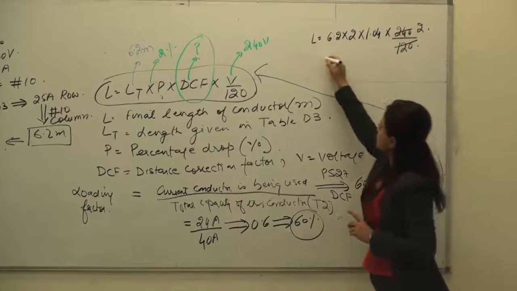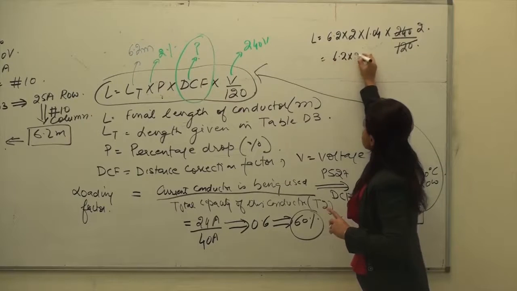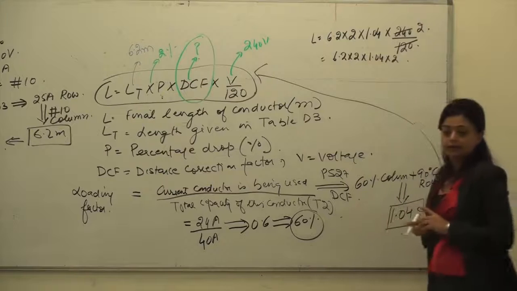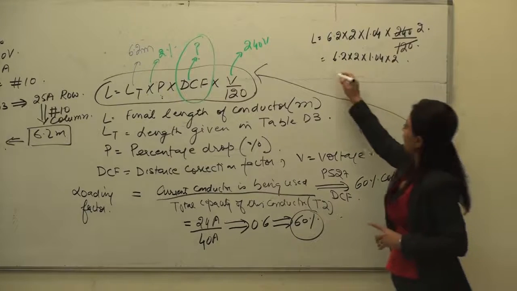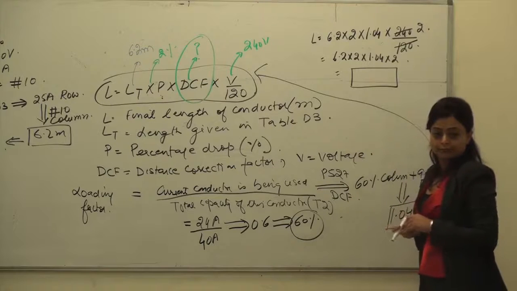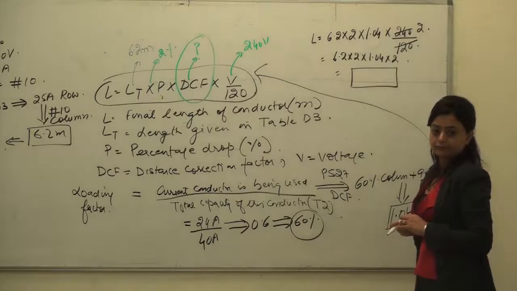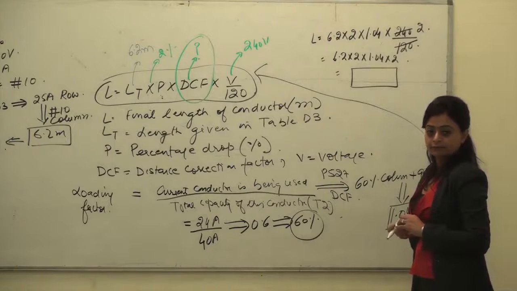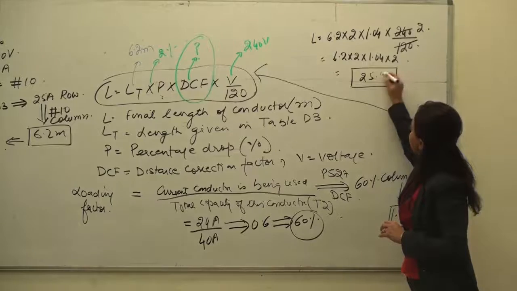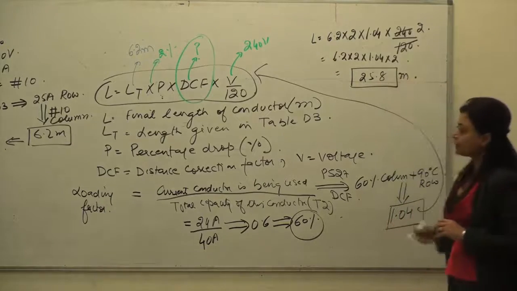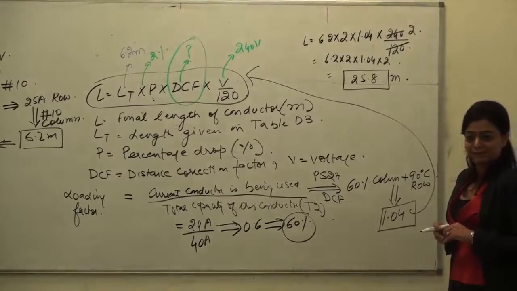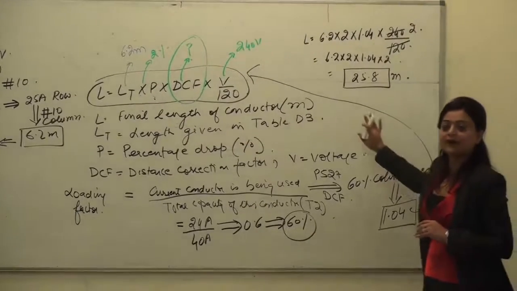So you're going to multiply 6.2 with 2 with 1.04 and a 2 again. What do you get? Your total distance will be what? 25.79, so 25.8 meters and we are done. Is it too complicated? This is the right way of doing it.